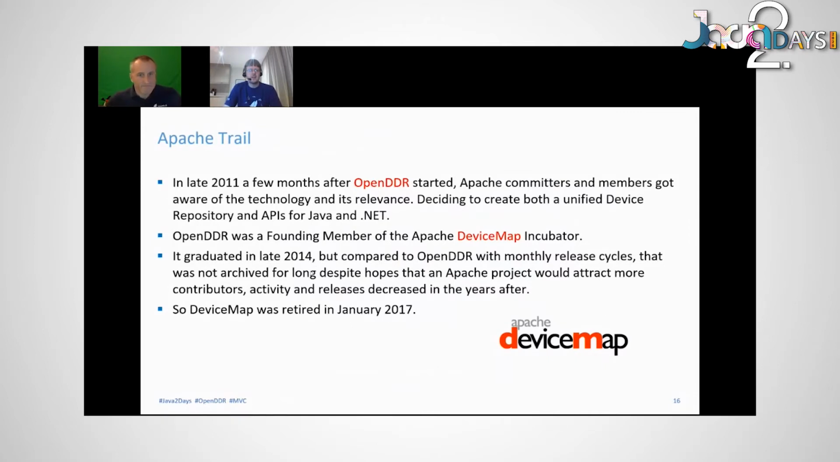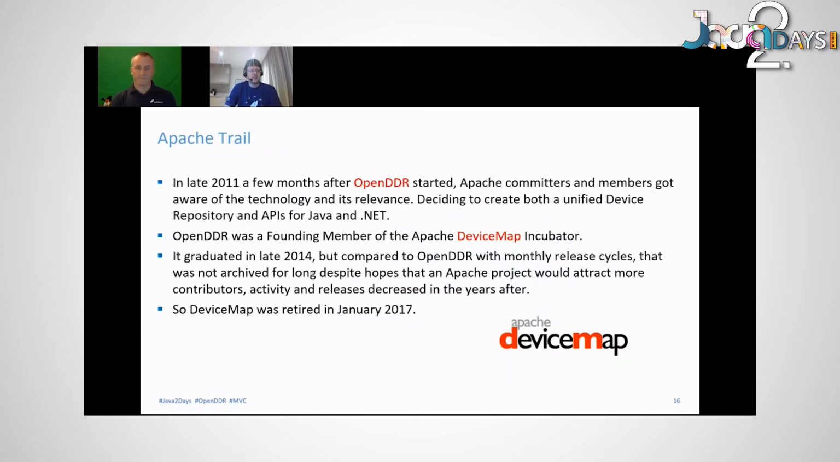And the Apache committers and some Apache projects that are also dealing with device recognition noticed this effort. And so OpenDDR was one of the founding members of the Apache project called DeviceMap in the incubator. It also graduated about 2 to 3 years later.